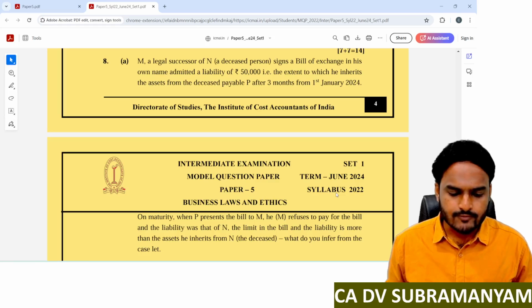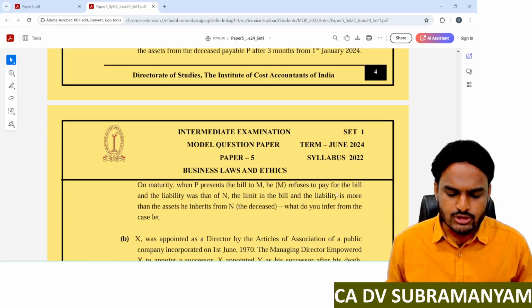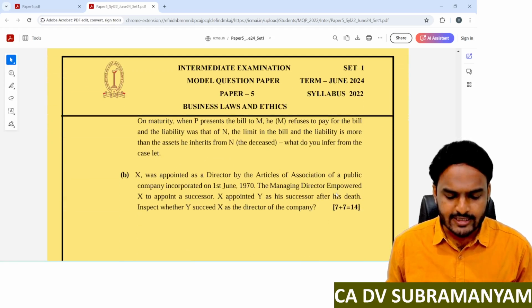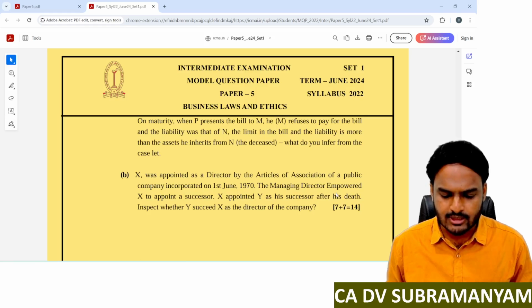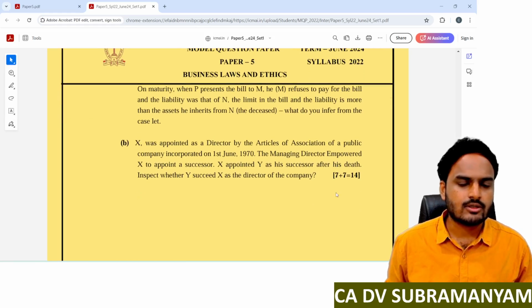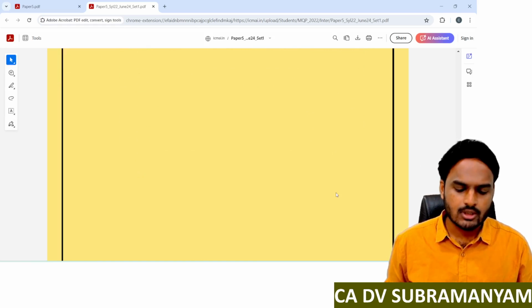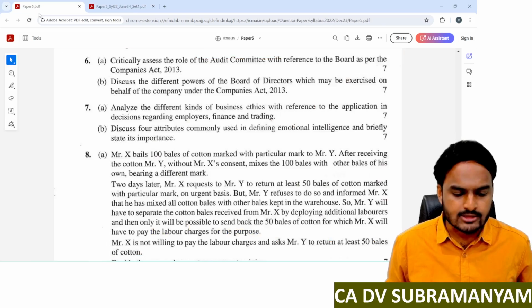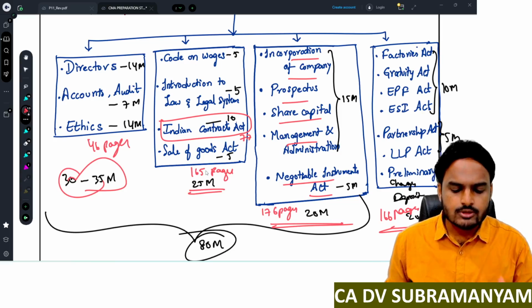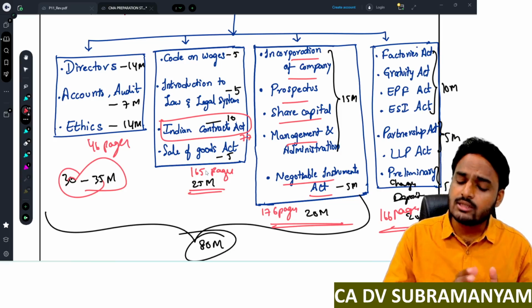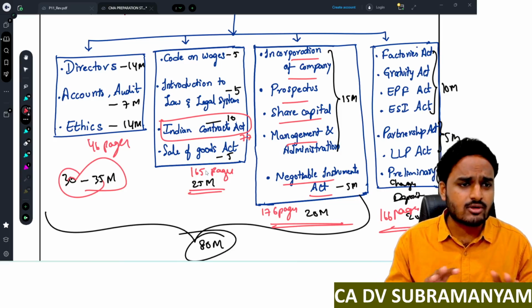Eighth one, the first question is the Negotiable Instruments Act with 7 marks weightage, and the second question is from the directors chapter, 7 marks weightage. So 7 marks Negotiable Instruments Act, 7 marks corporate laws. So a very simple question paper, as I told you. So select the first 3 parts and prepare these 3 parts thoroughly. Once you are comfortable with these 3 parts, then you can proceed with the 4th part, or else it is not required.